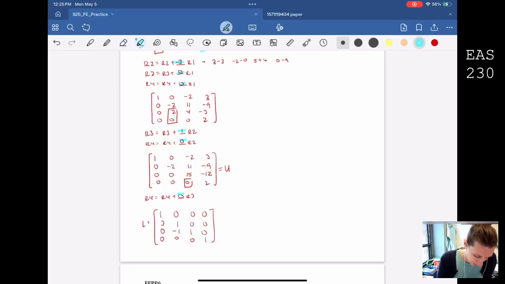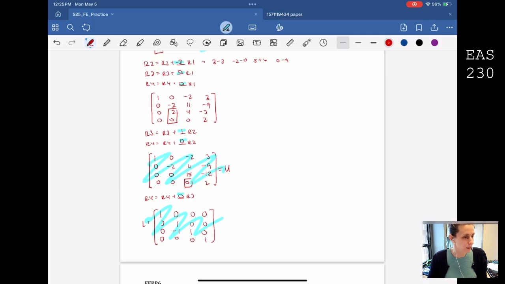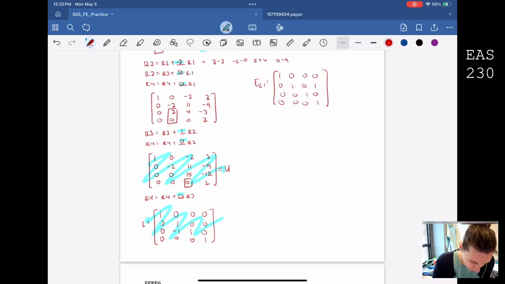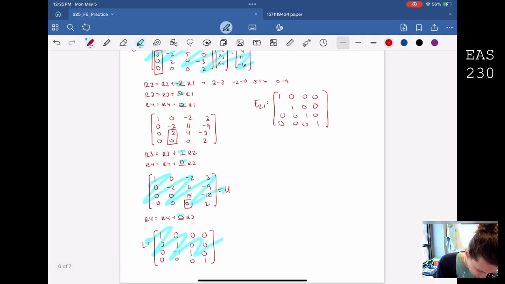Okay, so here's U and here's L. Write the elimination matrix E21. The elimination matrix E21 is identity, if I can actually write identity without messing it up. But in the 2-1 position, I'm going to put in the multiplier that I used for eliminating the 2-1 location.